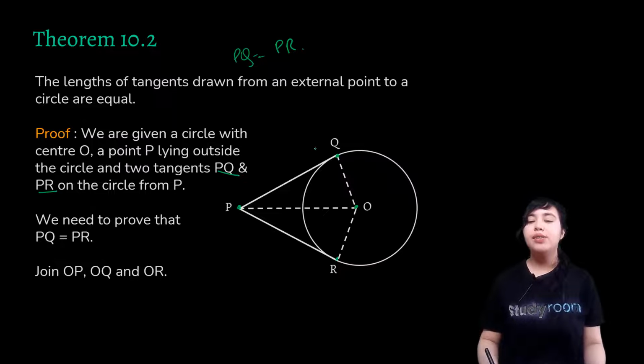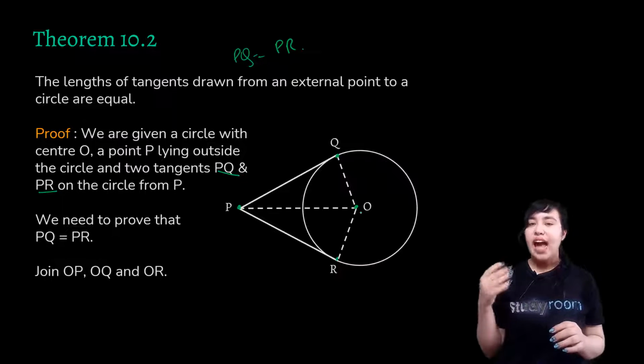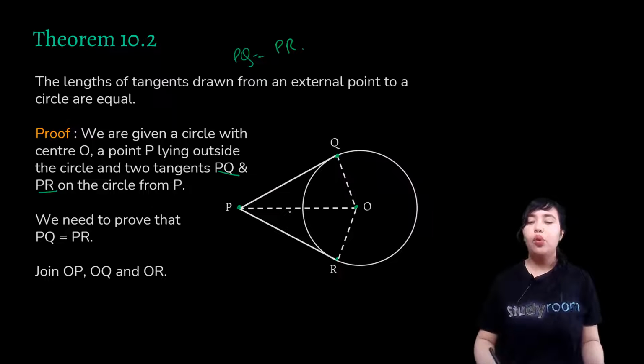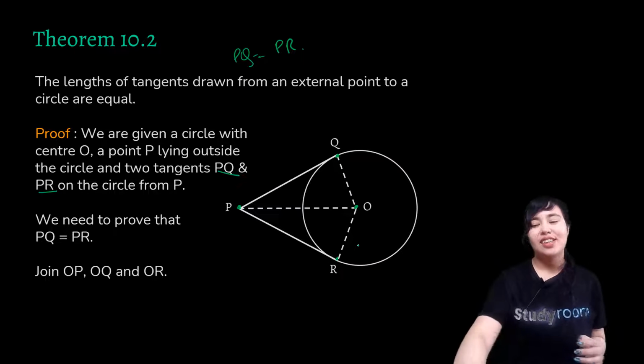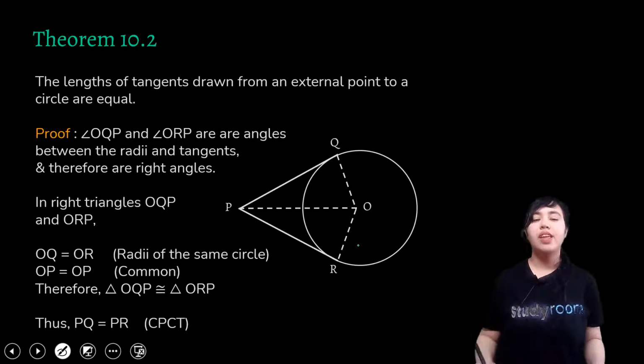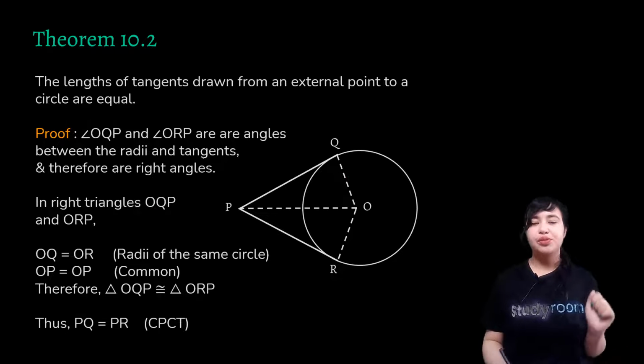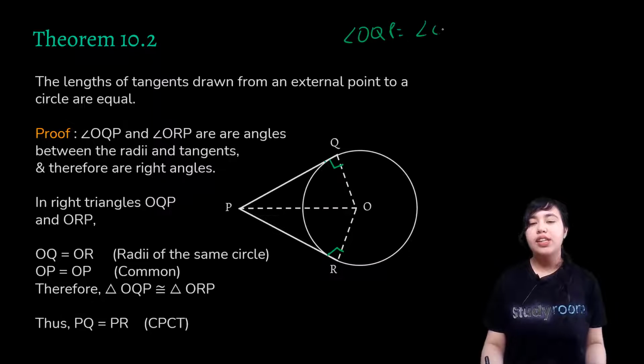So for that, what you need to do is, by dashed lines, join OQ, OP, OR, join all these points. Now comes the main proof. Now angle OQP, which is this angle, and angle ORP, which is this angle, both of them are 90 degrees. Okay, angle OQP is equal to angle ORP is equal to 90 degrees.